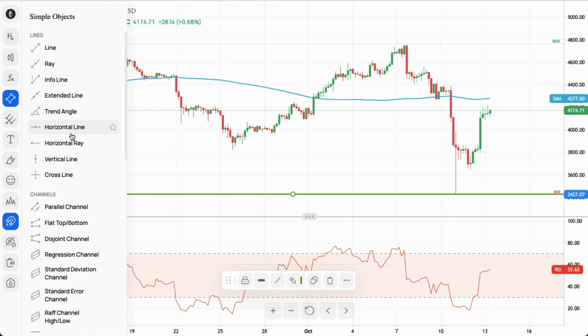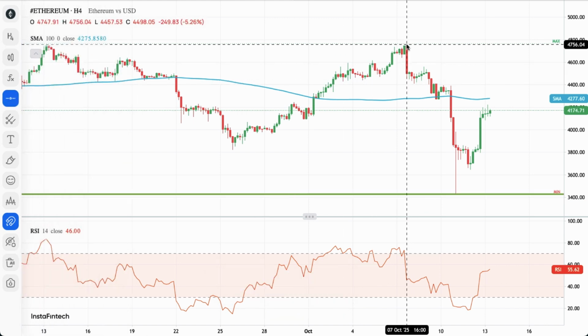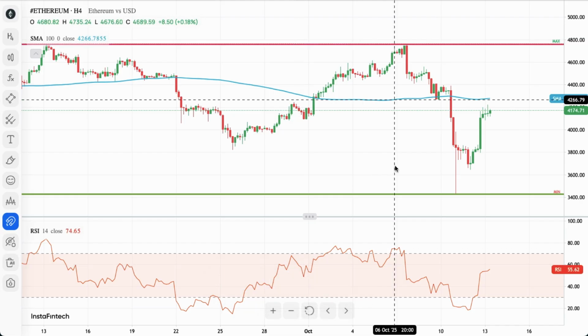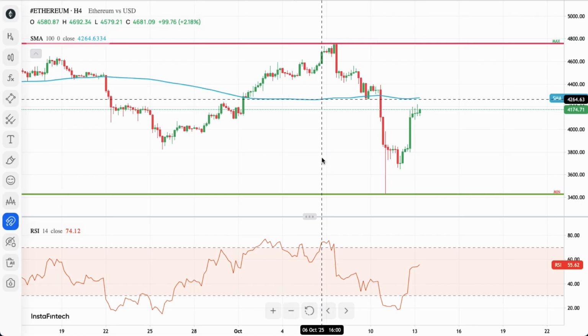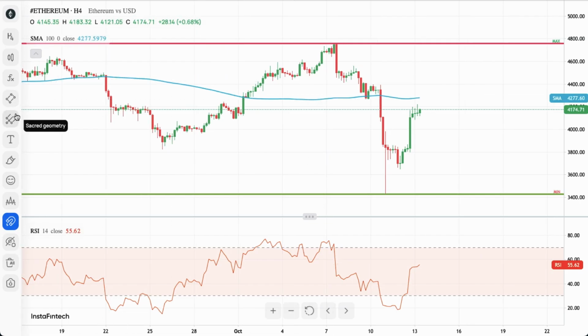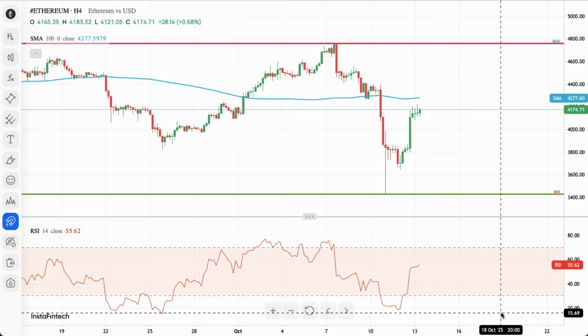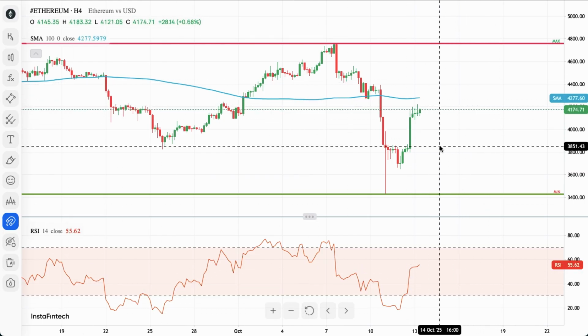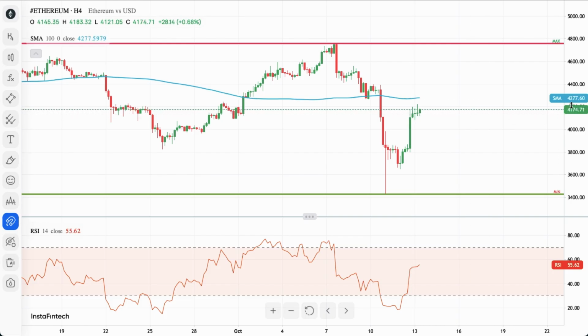One more level is obviously the range high before the slide happened. So this is the range that we will be playing right now. We will be analyzing this. We are above the level of 55 points already. We are back above $4,000. Next target is the 100 periods moving average at 4,247.